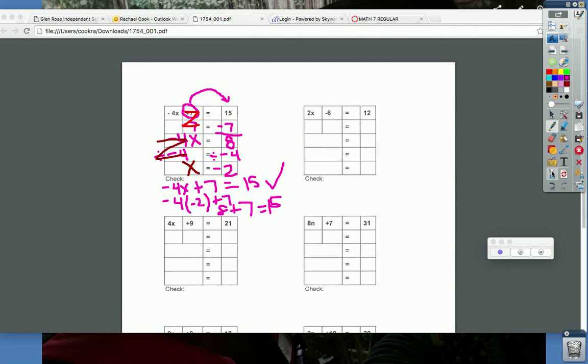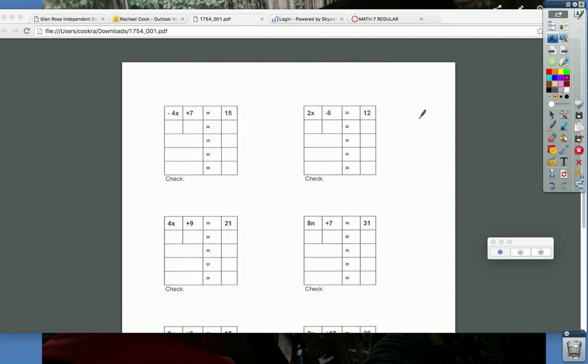I'm going to go on to the next one. Same thing here. We're going to go to the side with the variable. We're going to find the number that does not have the variable with it, and we're going to move this number over here to the other side of the equation. Since this is subtracting 6, to move it, we're going to add 6 to both sides. And when I do 12 plus 6, I get 18. This cancels out, and I have 2x. You're going to bring down your 2x. So I have 2x equals 18.